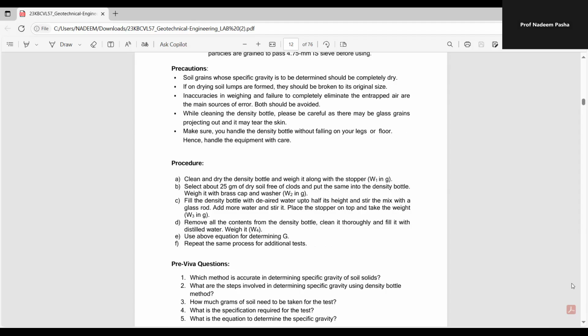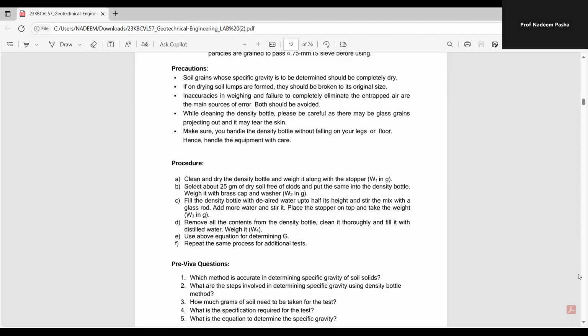Pre-viva question. Which method is more accurate in determining specific gravity of soil solids? Both the methods are accurate, but I will go with the pycnometer method. What are the steps involved in determining specific gravity using the density bottle method? So the steps we have just seen.